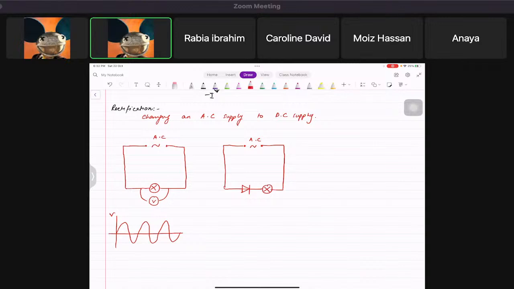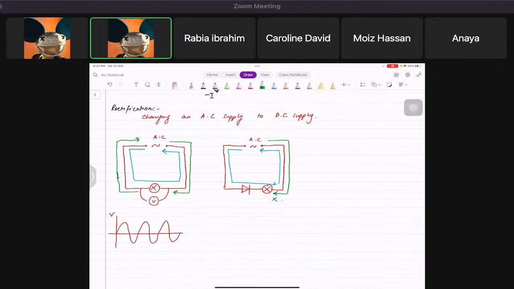So now what AC basically does is cause the current to go this way, and then in the other half it will go in the opposite direction. That's what AC does, it keeps on changing the direction. But the diode will only allow the current to pass in this direction if it's placed like that. When the current tries to come from the opposite direction, the diode will not allow it.